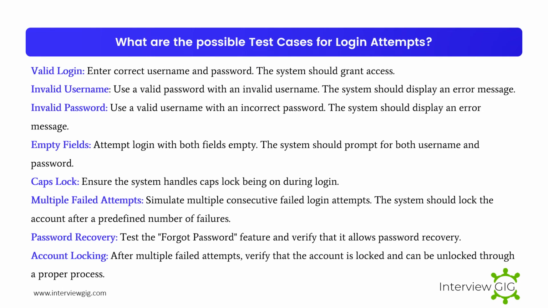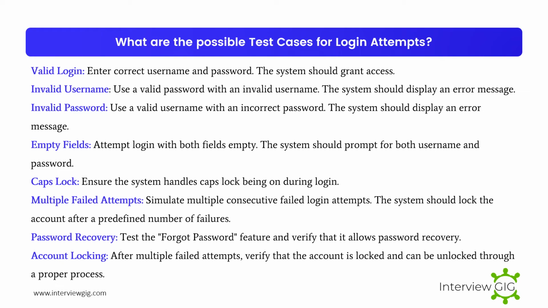What are the possible test cases for login attempts? Valid login. Enter correct username and password. The system should grant access. Invalid username. Use a valid password with an invalid username. The system should display an error message. Invalid password. Use a valid username with an incorrect password. The system should display an error message. Empty fields. Attempt login with both fields empty. The system should prompt for both username and password.